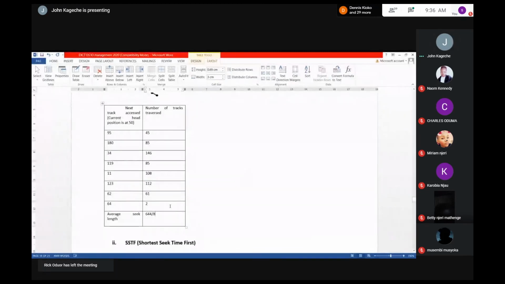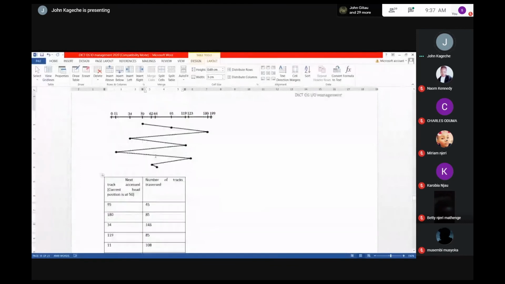So for example, you will come here and say 644 divided by 8, yeah? Just doing that so that I'm able to put the equal sign. So that will be what? Divided by 8. So this will be equal to 80.5. Yes, 80.5. So for example, if you were to do the average seek time for this, it will be now what?